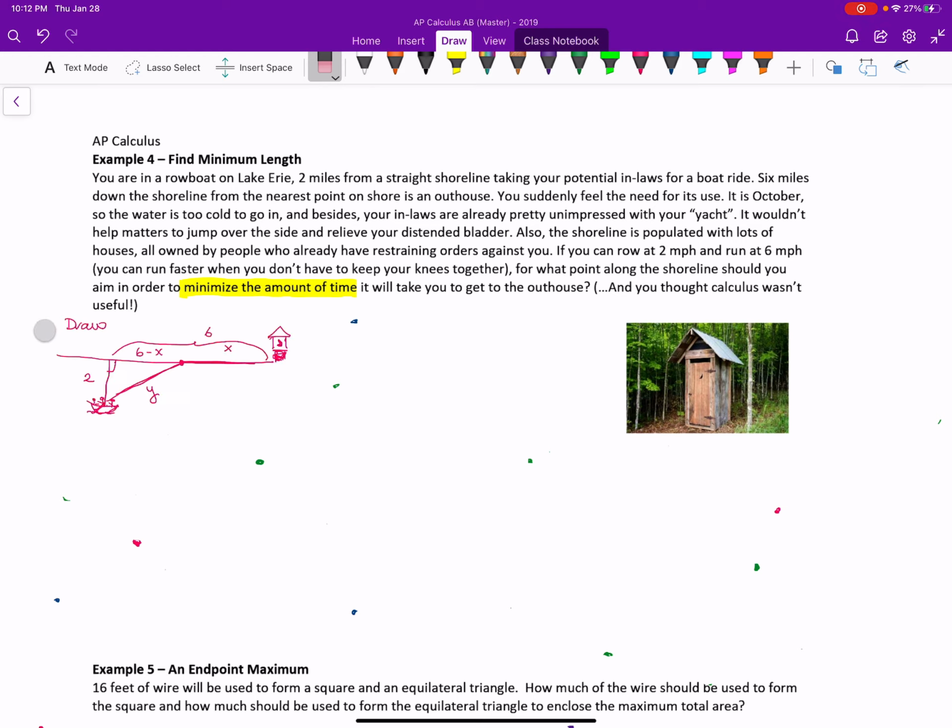The first thing I would probably draw is a picture of this. So you're out here with your in-laws, potential in-laws, in the rowboat, which is 2 miles from shore, and you have the outhouse over here on the side.